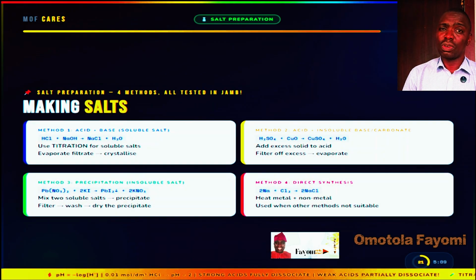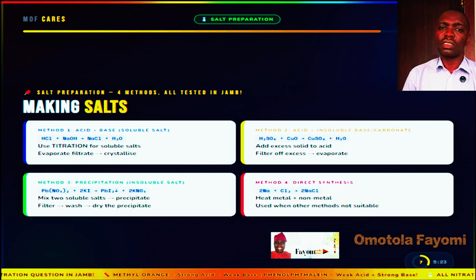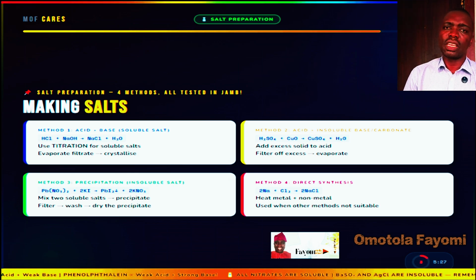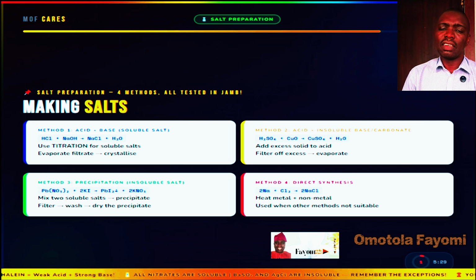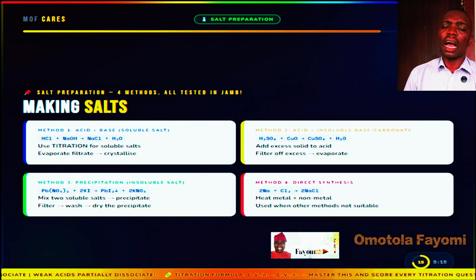What about salt preparation? There are 4 methods, all tested in JAMB, and each is used in specific situations. Method 1, for a soluble salt from acid plus alkali, like sodium chloride from HCl and sodium hydroxide, use titration. Use the exact volume determined from titration. Mix without indicator, then evaporate the water and crystallize to get the salt. This method is used when both acid and base are soluble.